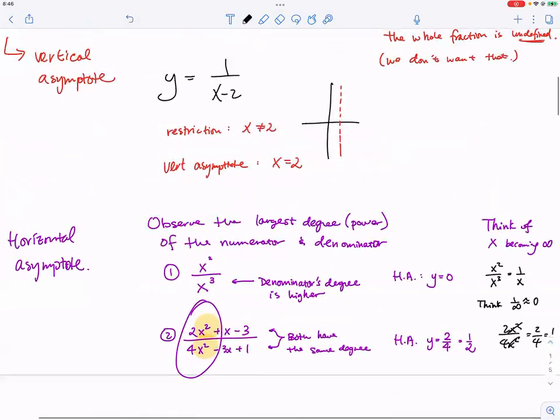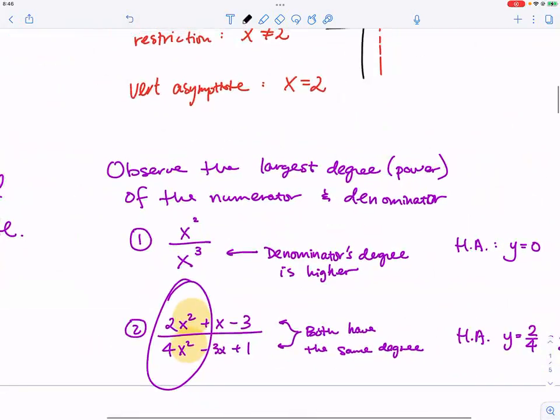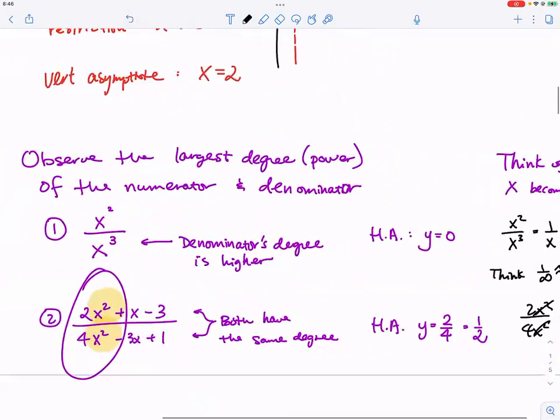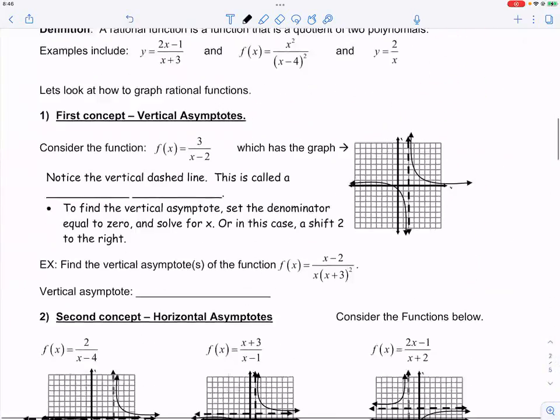All right. So we're going to explore only these two situations with horizontal asymptotes. If the denominator is greater, then the horizontal asymptote will be y equals 0, because the denominator is going to be huge. So 1 over infinity is 0. If they have the same power, we just take the ratio of the leading coefficients. Okay.